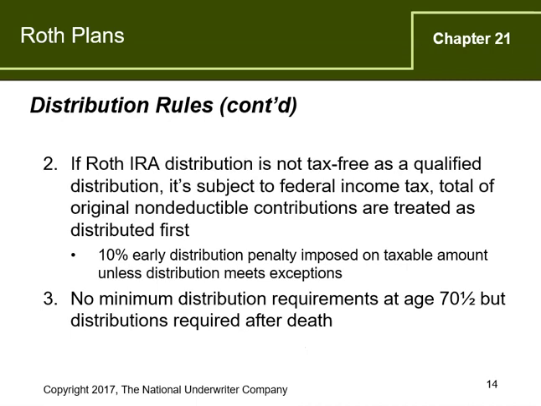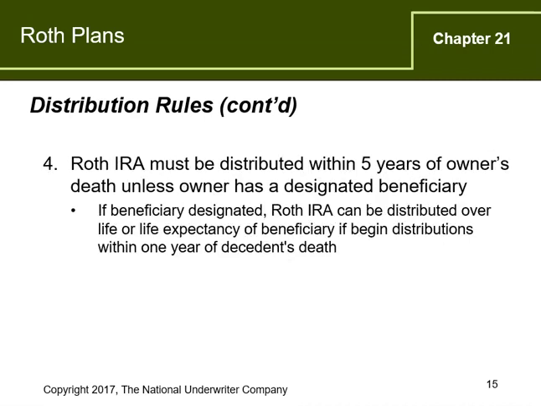If the Roth IRA distribution is not tax-free as a qualified distribution, then it's subject to federal income tax, and the total of the original non-deductible contributions are taxed as distributed first, and a 10% early distribution penalty is imposed on the taxable amount unless the distribution meets the exceptions. There are no minimum distribution requirements at age 70.5, but they are required after death.